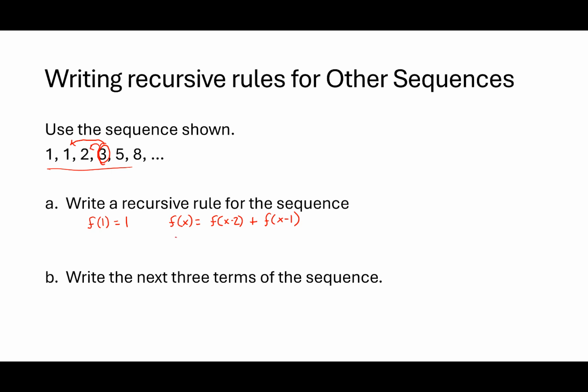Okay, to write it in the notation we've been doing, it's a sub n. And we could say that we wanted the number 2 times before, and we add it to the number that came just before n.